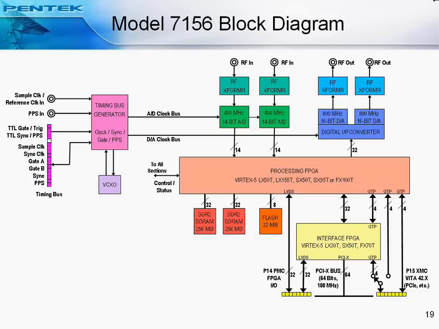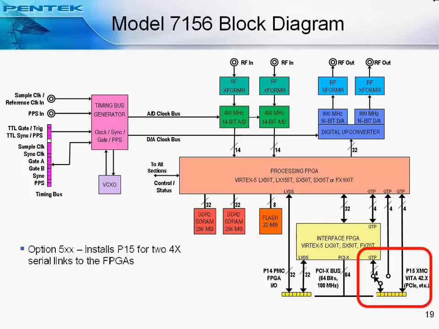The 7156 operates as an XMC when the P15 connector is installed. This is called out as option 500, and it installs two 4x serial links to the FPGAs. Now these can be configured as two 4x links going to the processing FPGA, or one of those can be switched over to give you a 4x link to go to the interface FPGA. Typically each protocol requires a different reference clock, so the reason why we option it as a 5XX is when ordering we can put in the reference crystal you need for that interface. Some of those interfaces that customers install would be things like PCI Express and Xilinx Aurora as the serial fabric.